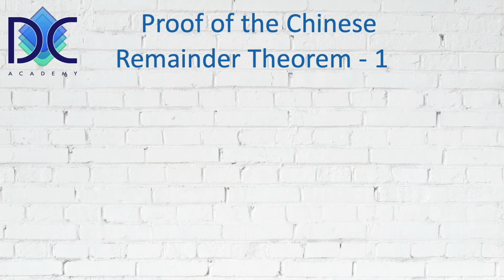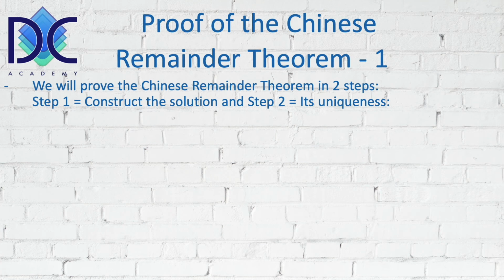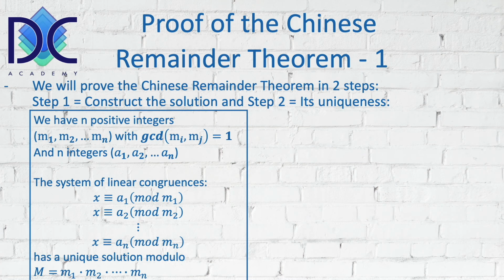Now, what we can do is to prove this theorem. And we're going to follow different steps. The first step is a constructive proof, where we are going to construct the solution. And in step 2, we are going to prove the uniqueness. The way that we are going to prove the theorem by construction is very interesting, because the proof itself will provide the solution, the steps for how to apply the Chinese remainder theorem. Here we have all the elements related to the theorem.